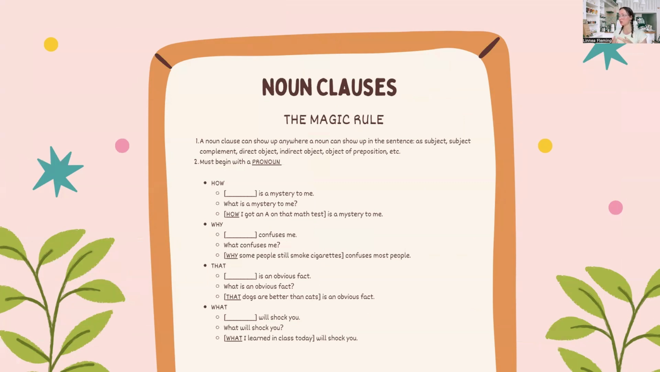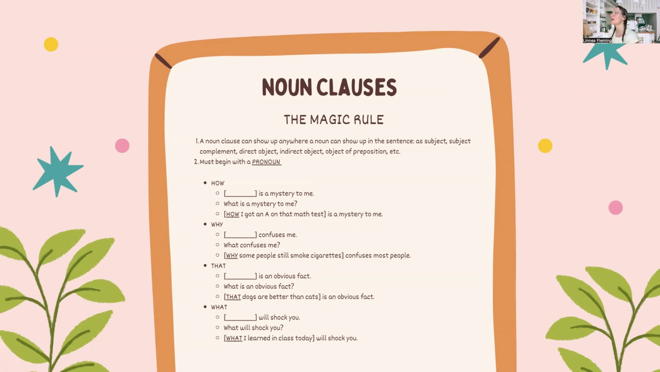You can have it as the subject of the sentence. I love cookies, I being the subject. You can have it as a subject complement, which comes after a linking verb. I am a teacher. Teacher being subject complement. Direct object comes after an action verb. Indirect object is the person who receives a direct object. And object of a preposition comes after a preposition. For example, under the table. So anyway, table is object of preposition.